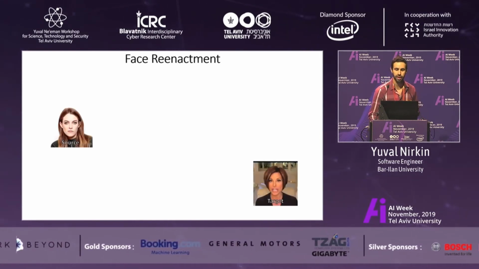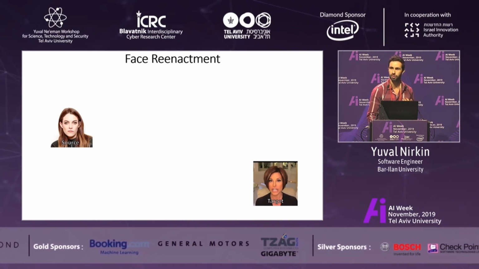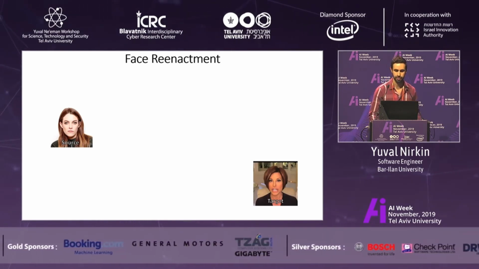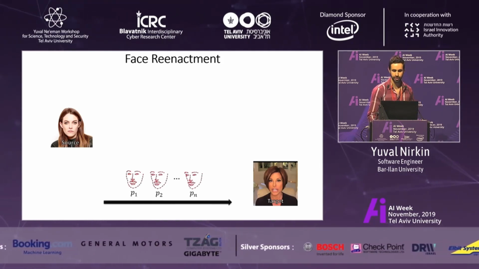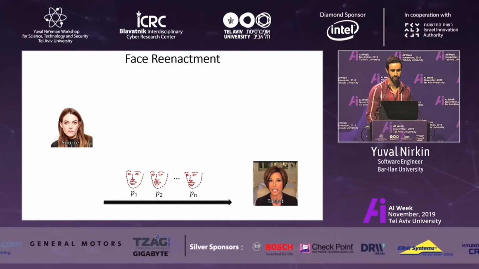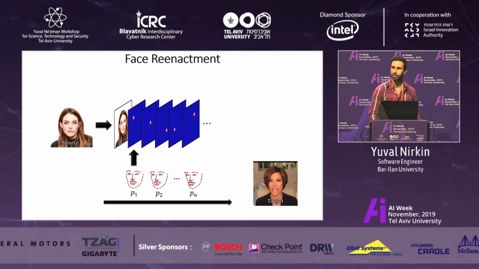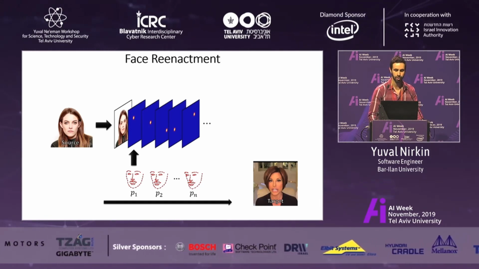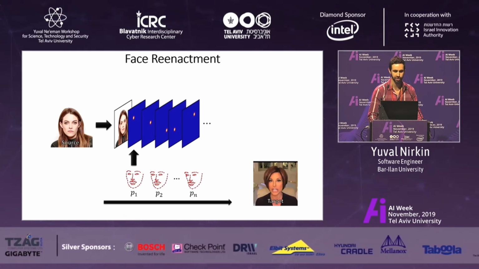In the face reenactment stage, we first compute the 3D face landmarks of both the source and the target faces. We then interpolate between them to generate intermediate face landmarks P1 to Pn. In the first iteration, we choose the first face landmarks, P1, and encode it into a 70 channels heat map, a channel for each of the points in the face landmarks.